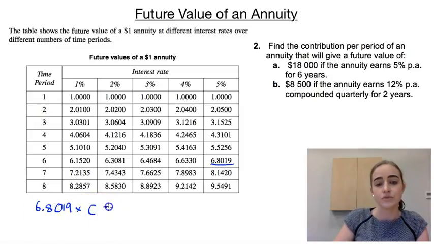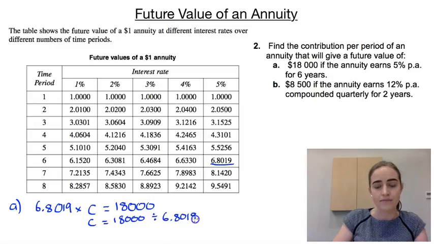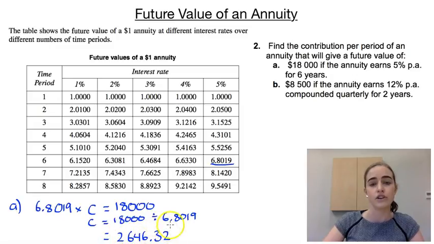So we would go 6.8019 times our contribution, whatever our contribution was. And if we did that calculation, we want that to come out to give us that $18,000. This is for part A. So to figure out what that contribution is then, we're going to go our $18,000 divided by our 6.8019. And if you pop that in your calculator, you should end up with $2,646.32. Now we've rounded that to 2 decimal places because we're talking about money. So that means that we would need to contribute $2,646.32 at the end of each year in order to earn $18,000 under these conditions.